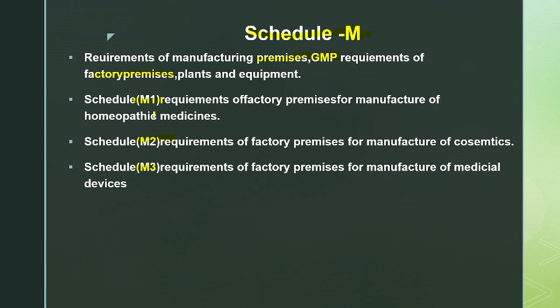Schedule M1 covers the requirements of factory premises for manufacturing of homeopathic medicines. Schedule M2 deals with cosmetics: what manufacturing methods we need to follow for the manufacturing of cosmetics. And Schedule M3 mostly deals with the requirements of factory premises for manufacturing of medical devices. So this is about Schedule M.